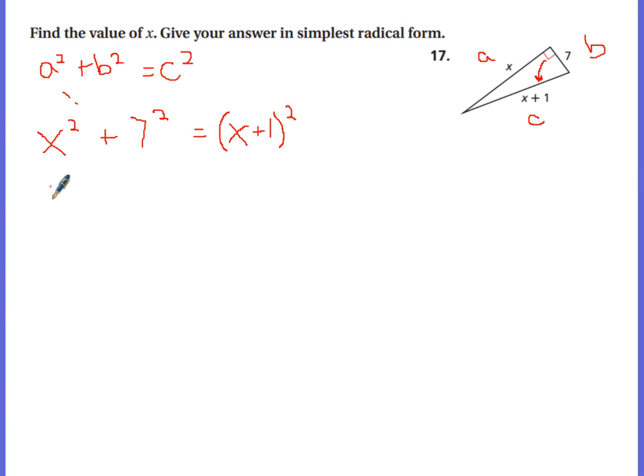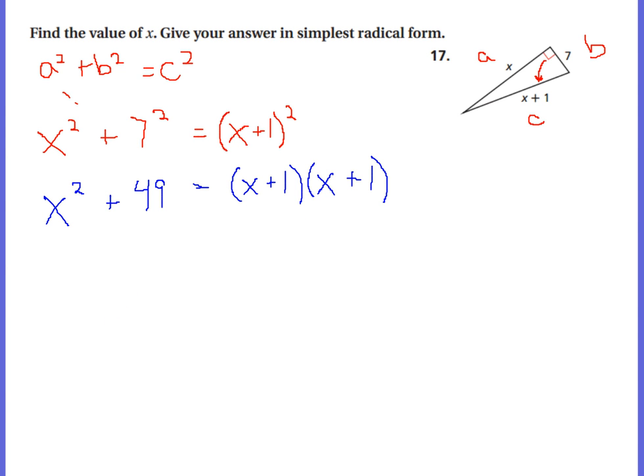Okay, so x squared just stays x squared. And then 7 squared turns into 49. And then x plus 1 squared, that's the same as x plus 1 times x plus 1. So we got to multiply all these little parts together.